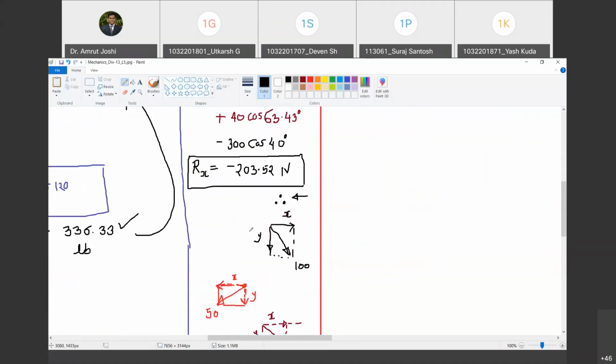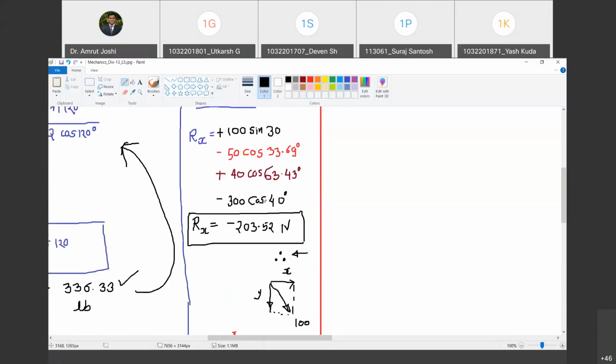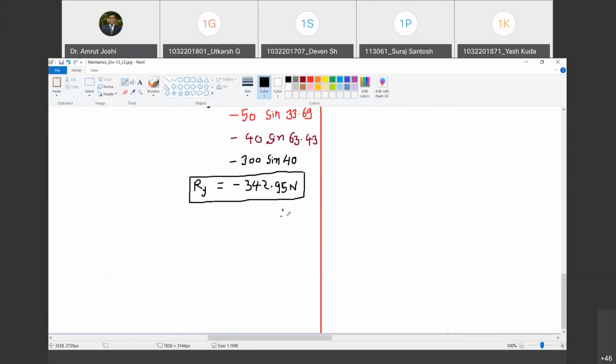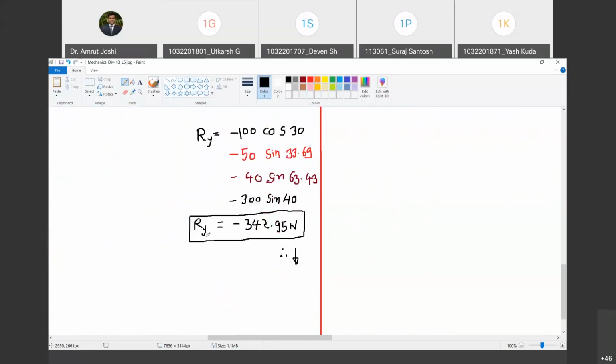So now, Deven, go ahead and do this summation. Tell me how much it is. I will do it with you. So Ry turns out to be minus 342.95. What does this negative sign indicate, Deven? Its resultant is in the negative direction. Yes, so it is in the negative y direction. That means it is going to be downwards. Are you with me? Yes, sir. Therefore downward.